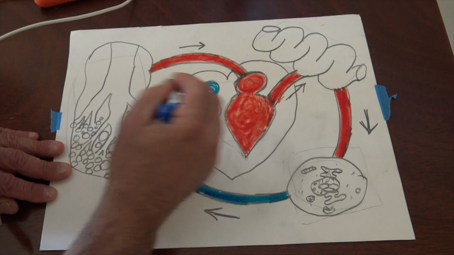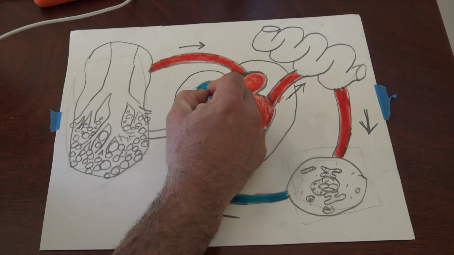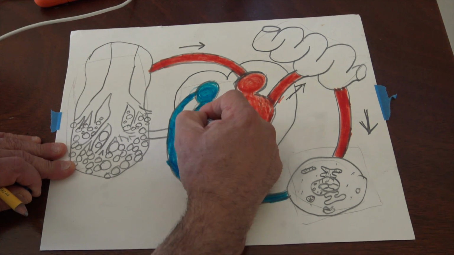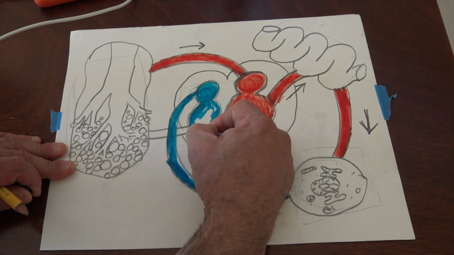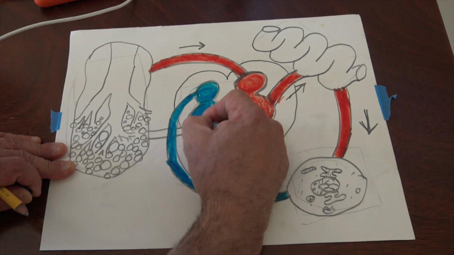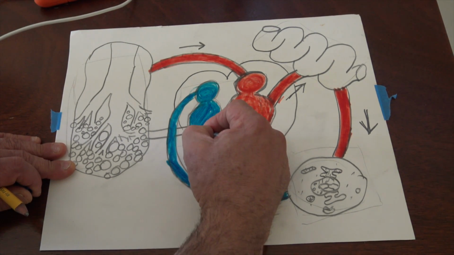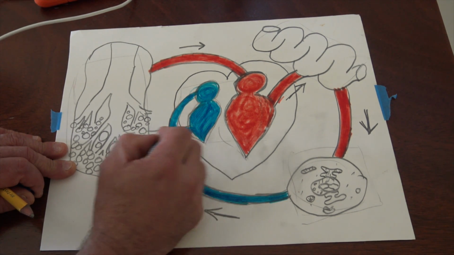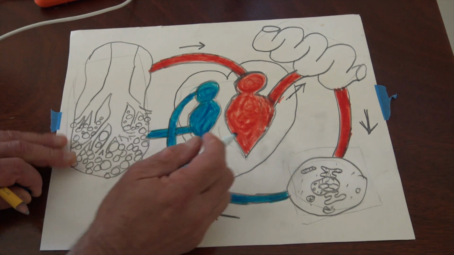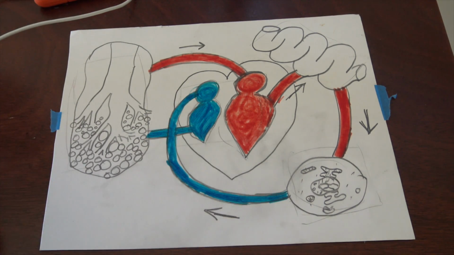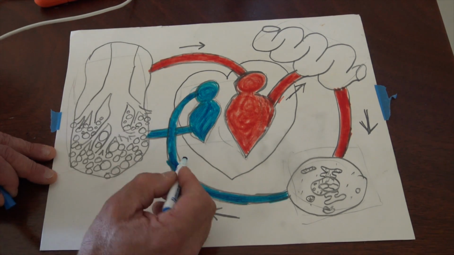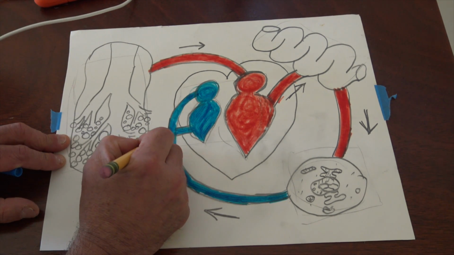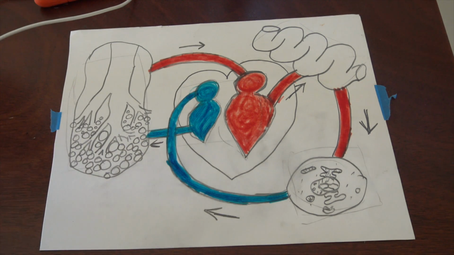We're gonna draw this smaller right side of the heart. We're going to draw this blue. This is the blue blood that's wanting to get the oxygen. It has the carbon dioxide that it needs to release. Now this pumps this blood out to the lungs. So we have the blue blood coming out to the lungs.